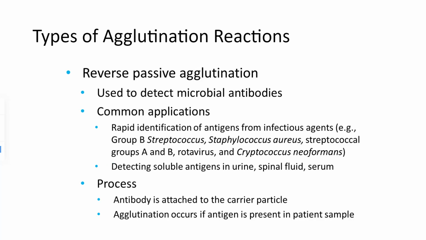Reverse passive agglutination is used to detect microbial antibodies. Common applications would be rapid identification of antigens from infectious agents, for example, group B strep, Staph aureus, streptococcal groups A and B, rotavirus, and Cryptococcus neoformans. Detecting soluble antigens in urine, spinal fluid, and serum. An antibody is attached to the carrier particle, and agglutination occurs if the antigen is present in the patient sample.